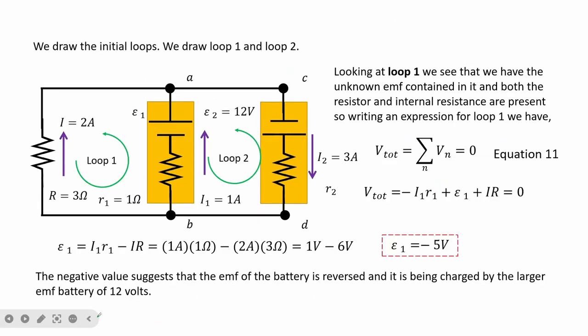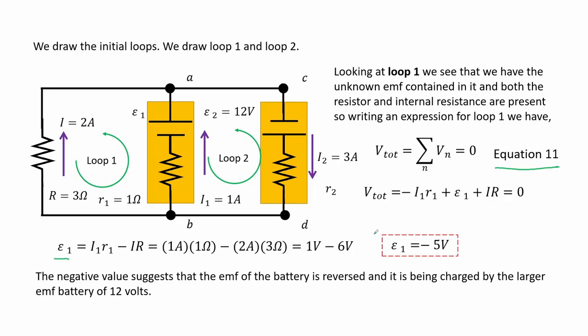We draw the initial loops, loop 1 and loop 2. Looking at loop 1, we see that we have the unknown EMF contained in it, and both the resistor and internal resistance are present. Writing an expression for loop 1, we have equation 11, and we get that the EMF of the drained battery is -5 volts.